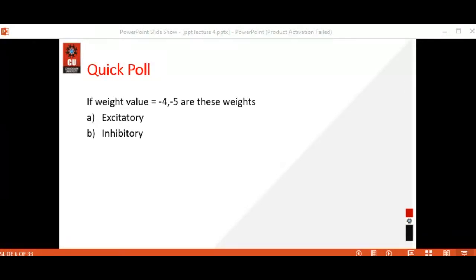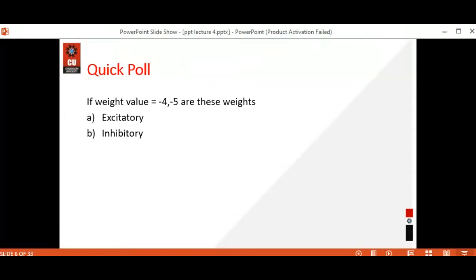Just let me tell you, because the weight values are negative, they will be termed as inhibitory. So we'll be going with choice number B. Because the weights are negative, they'll be named as inhibitory. If the weights are positive, they will be treated as excitatory.